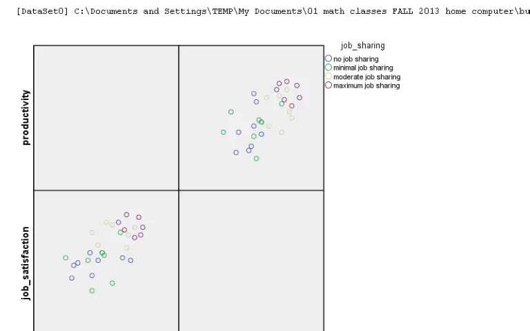Assumption number 5, we're going to skip. That's the homogeneity of regressions. We're not going to put our DVs in any importance order, okay? We both think they're equally important. So skipping number 5, on to number 6.